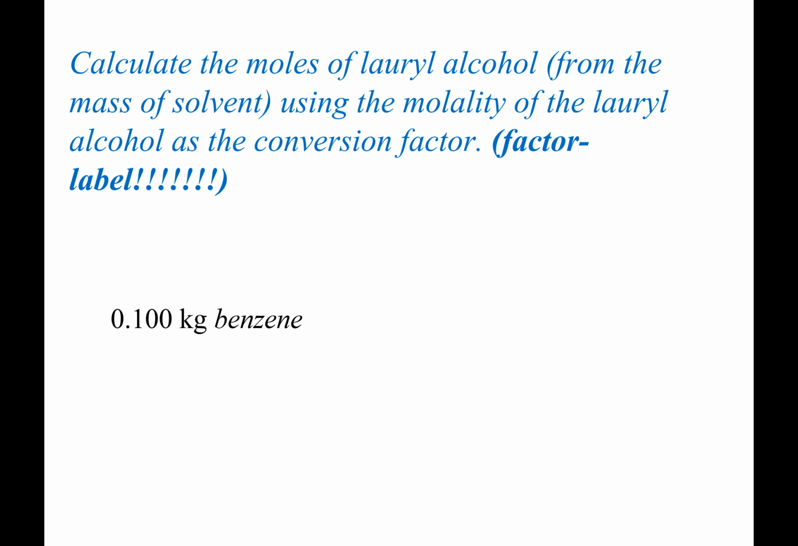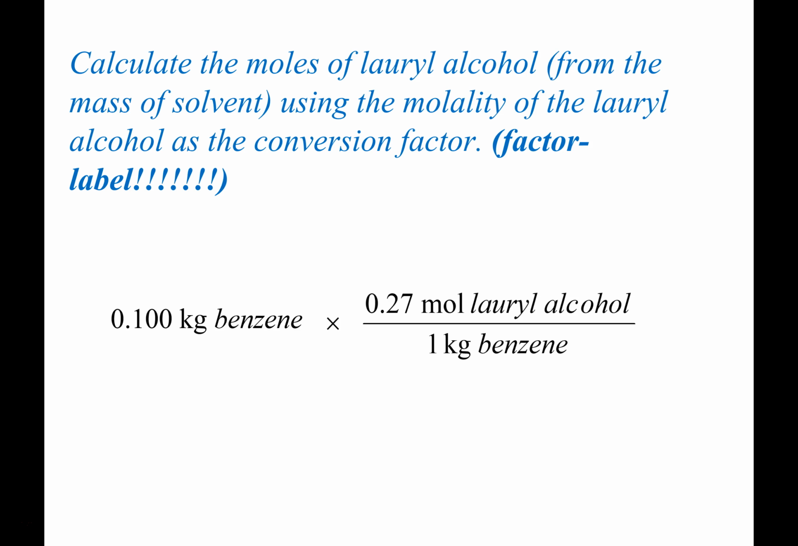In the problem, we said that we have 0.100 kilograms of benzene. From the molality, we came up with this: that there's 0.27 moles of lauryl alcohol in 1 kilogram of benzene. Well, I can have kilograms of benzene cancel, and I get the moles of lauryl alcohol that must have been in there. So the moles of lauryl alcohol was 0.027 moles. This is where a picture helps, I think. Do you see that that was the moles in 5.00 grams?